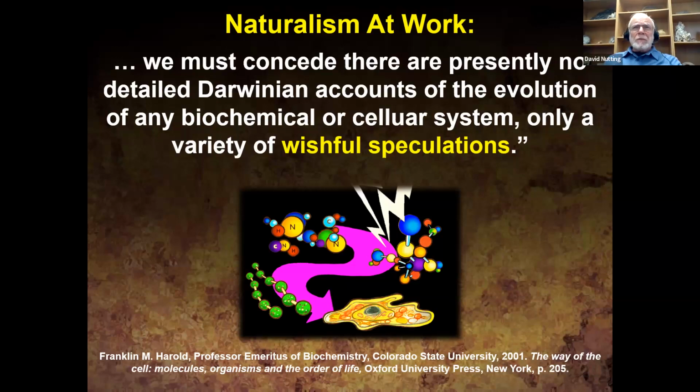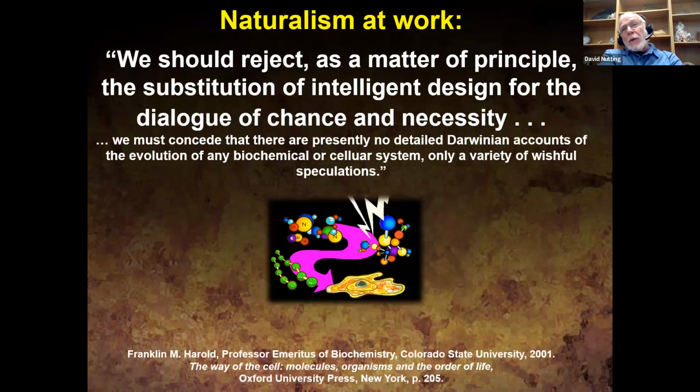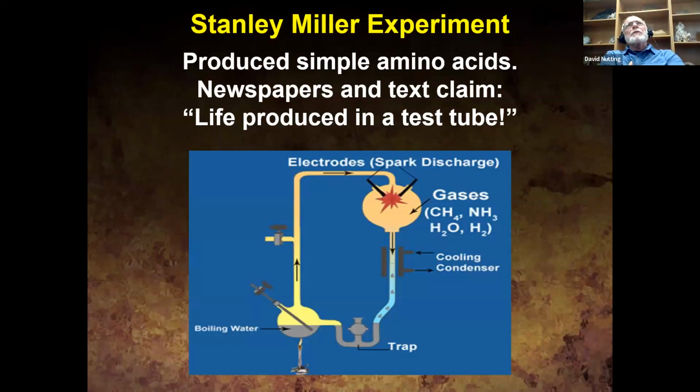Well, that is true. However, just prior to that, and in the same breath, in other words, he said we should reject, as a matter of principle, the substitution of intelligent design for the dialogue of chance and necessity. What's he saying? We've got to accept only naturalism. And this is the best we have right now, which is speculation. And then maybe they refer to the Stanley Miller experiment, Urey-Miller.